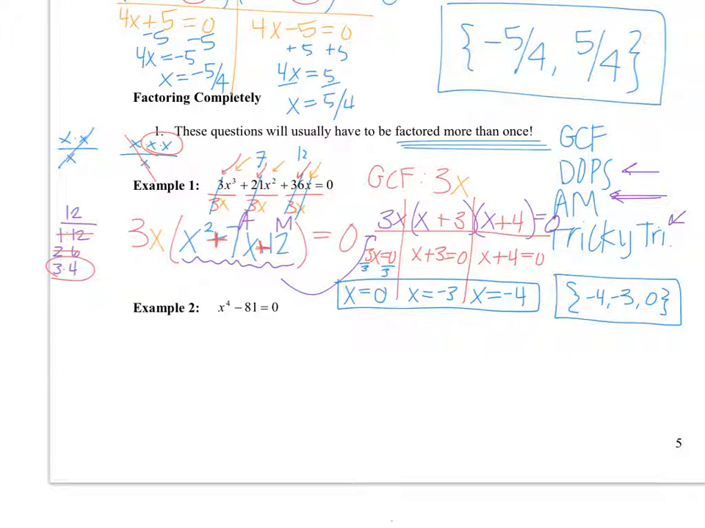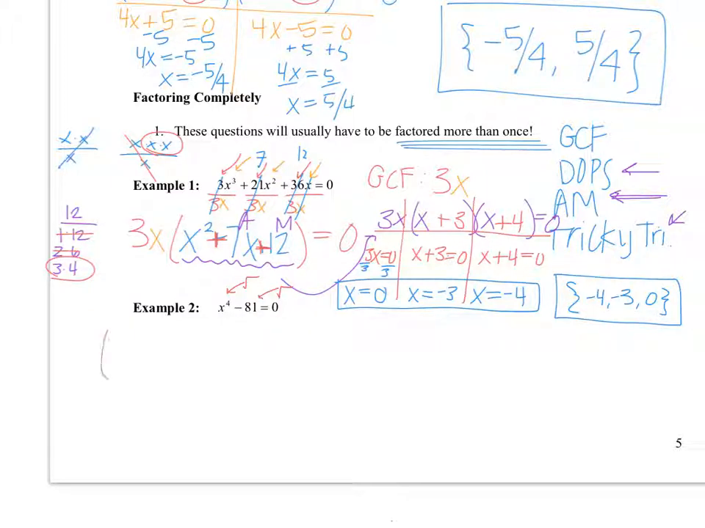Alright, the last example in this video, we've got x to the 4th minus 81 equals 0. Because this is an even power, I could take the square root of it. And because this is 81, I can take the square root of it. There's no GCF, there's nothing in common, there's no x's in both of them, so I can't take out a GCF. So I'm going to try DOPS.